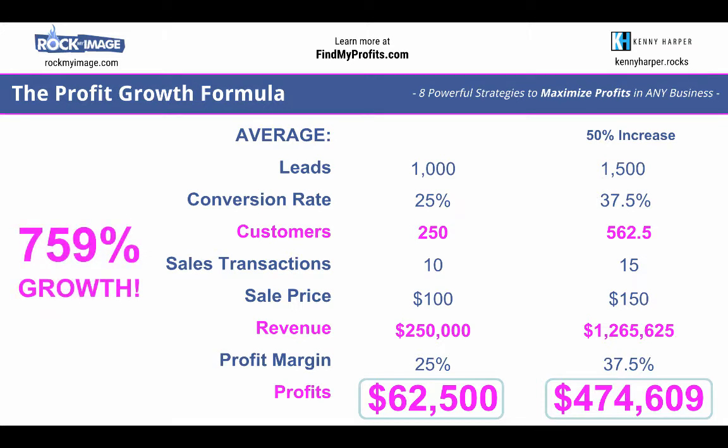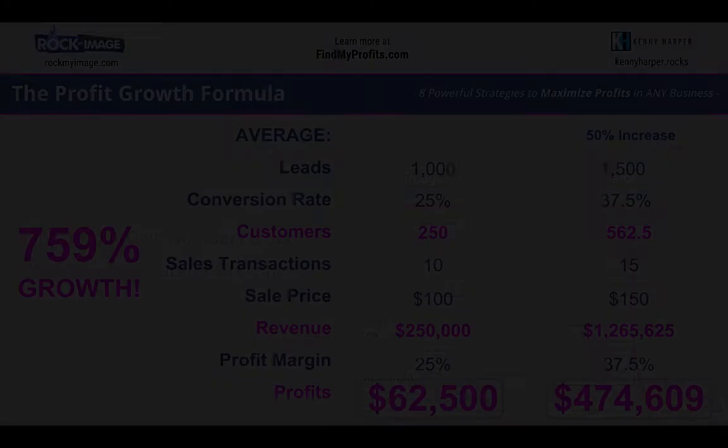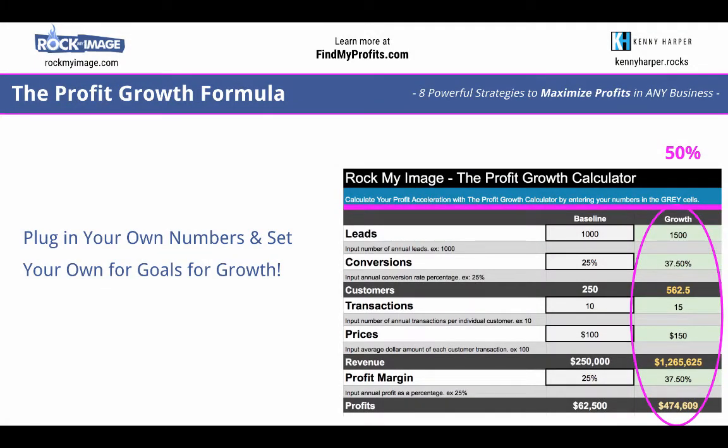That's a 759% growth. Now, I realize that every business is different, and these numbers are going to be dramatically different for your business. And so that's why I invite you to download your own profit growth calculator. You can download this, plug in your own numbers, and see what your business could do when you really focus on improving each of those areas.